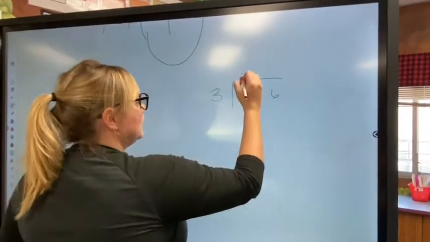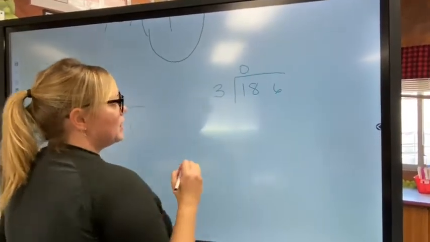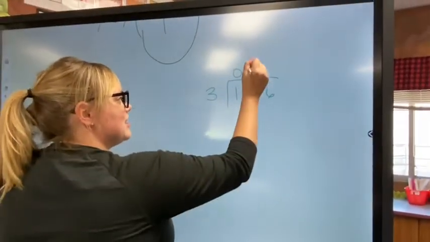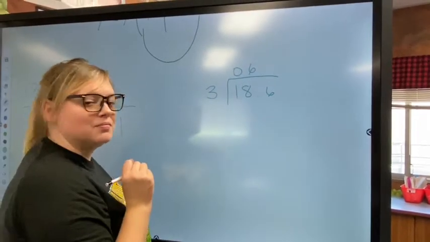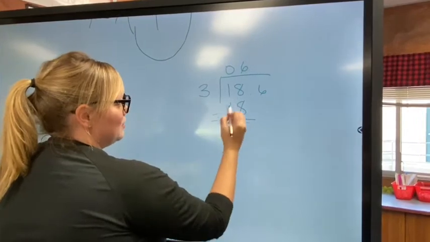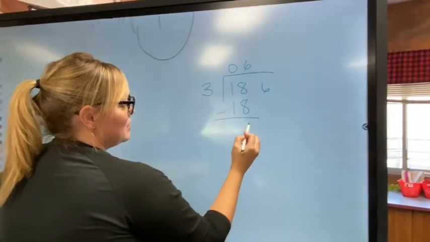No. So 3 cannot go into 1, so I'm gonna put a 0. But can 3 go into 18? Oh my gosh, yeah, it can. 3 can go into 18 6 times. All right, so 6 times 3 is 18. 18 minus 18 is 0.